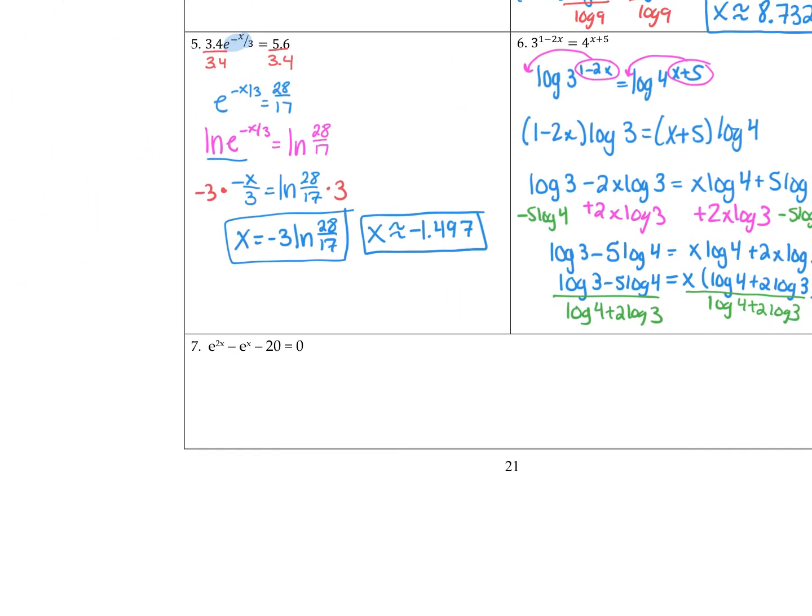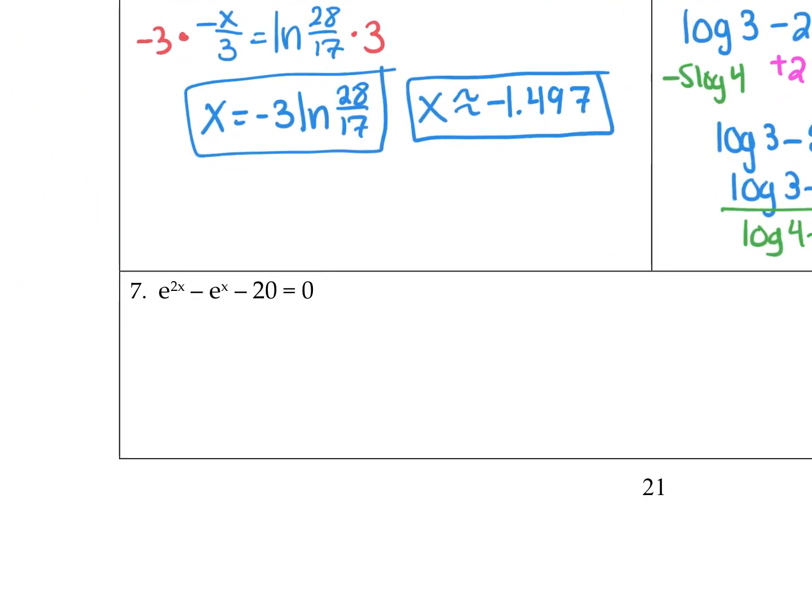All right, let's try one more of these. So now I got e, so now I'm going to be using natural log. And actually, this is a kind of factoring problem. So let's say I replaced e to the x with b. So that means I'd have b squared minus b minus 20. And so this would factor into b minus 5 times b plus 4. So then I'm going to resubstitute e to the x back in.